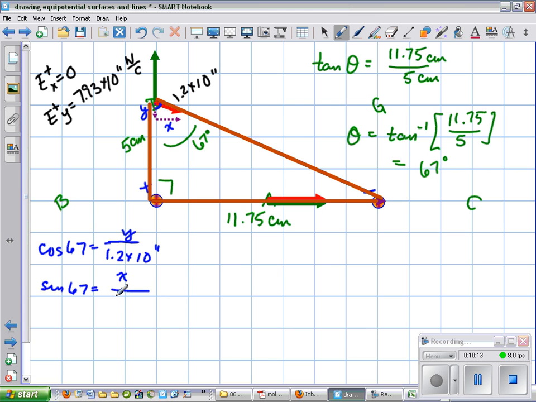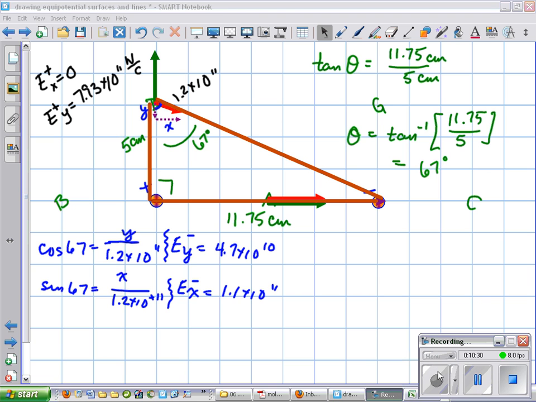X over 1.2 times 10 to the positive 11, which again is the magnitude of my electric field at that point. So that will give me, and these are the two values for the sine and the cosine times the hypotenuse.